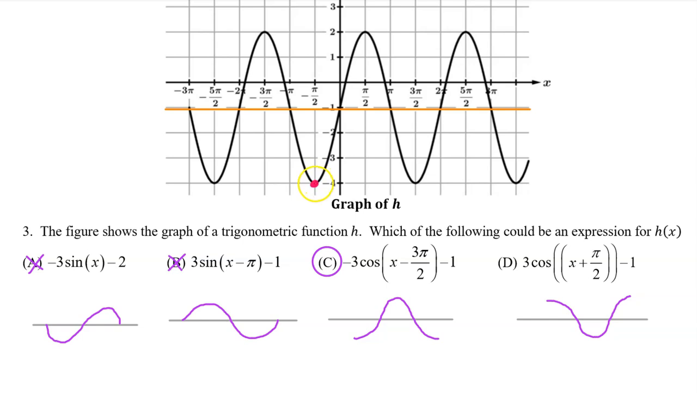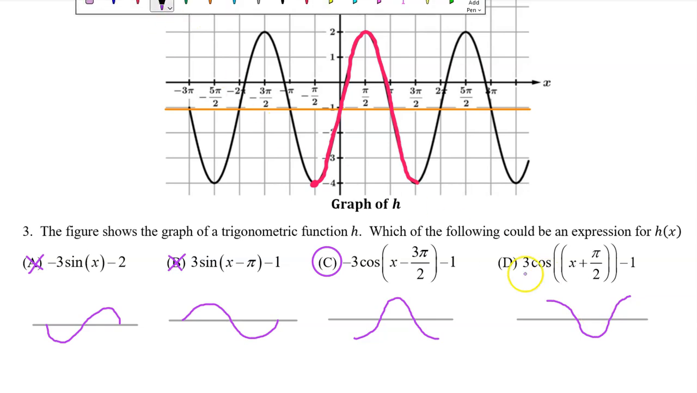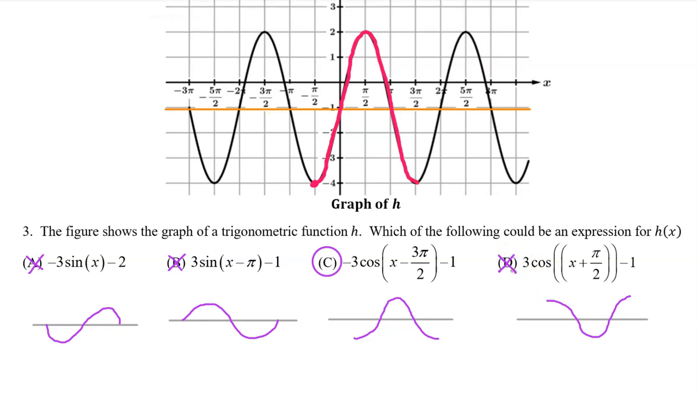If we trace out one period starting at negative pi over 2, it's going to look like this, which is an upside down cosine function, not the right side up cosine function we were looking for. So that's why option D is not the answer.